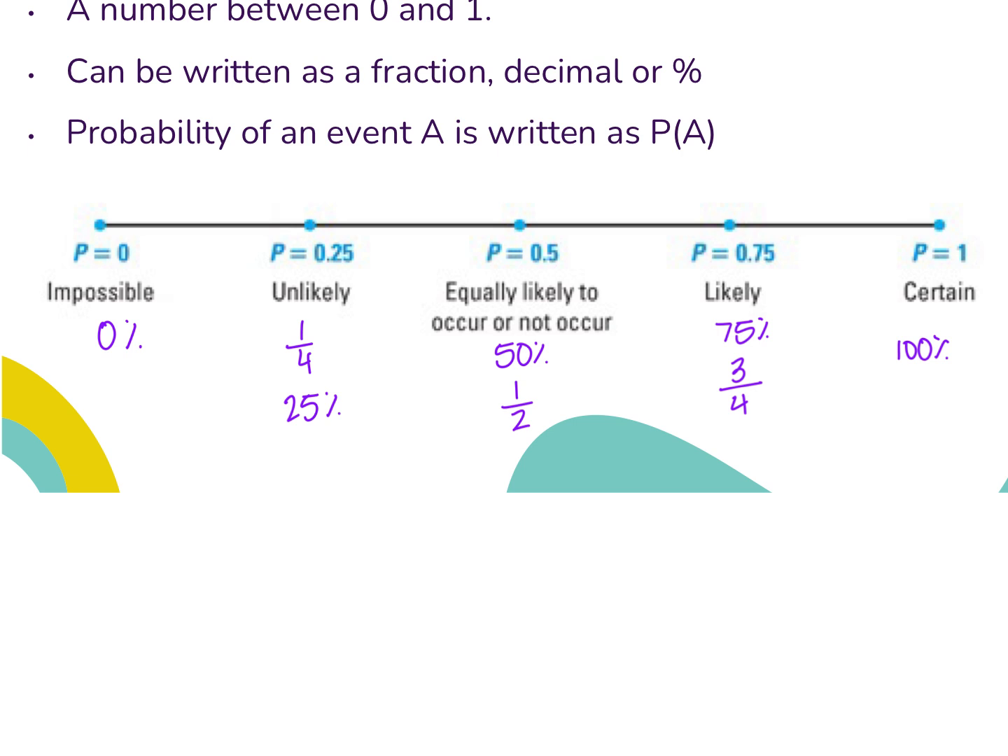So for example, if it asks me, what is the probability of landing on heads? Looking at heads on my coin, there's 1 head out of 2. That would give me a 50% or 0.5. Either one of those, again, depending on what they're asking for on your homework.